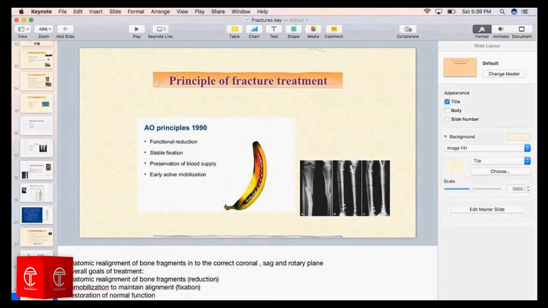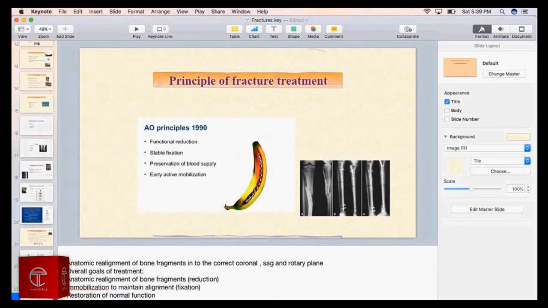The third one is preservation of blood supply. When you operate on a fracture area, you should respect the soft tissue, because the healing of the fracture is not from the bone itself, it is a joint process. The healing requires vascularity, and the vascularity of the bone comes from the attachments to the bone: the muscle, the tendon, the interosseous membrane. So always respect and preserve the soft tissue and the blood supply. That is the third point.